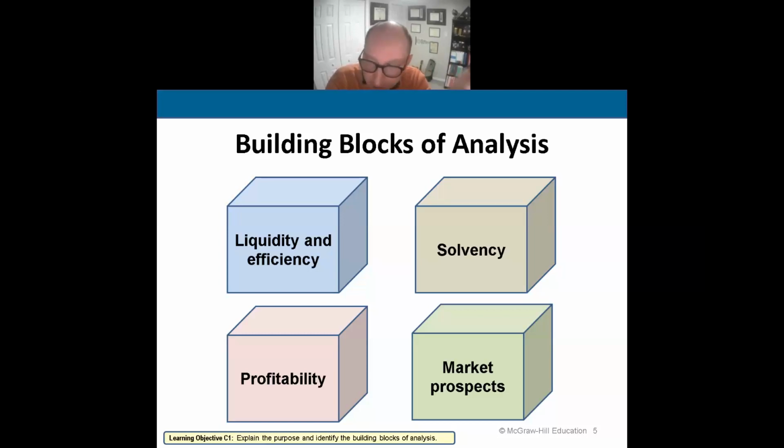Cash is an asset because the company has cash. Inventory, that's an asset because the company has inventory. Accounts receivable, that's an asset because we expect that the company will collect funds from their customers.